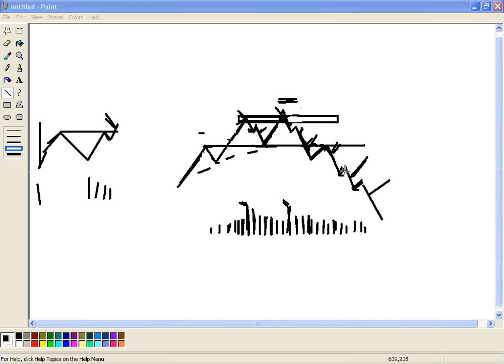So again, we talked about all our entry points. At this point, it gets a little late. I don't like to chase it at that point, even on a no demand. What I would look for is very simply to see how the lower prices are behaving, as far as are they attracting buyers or not.